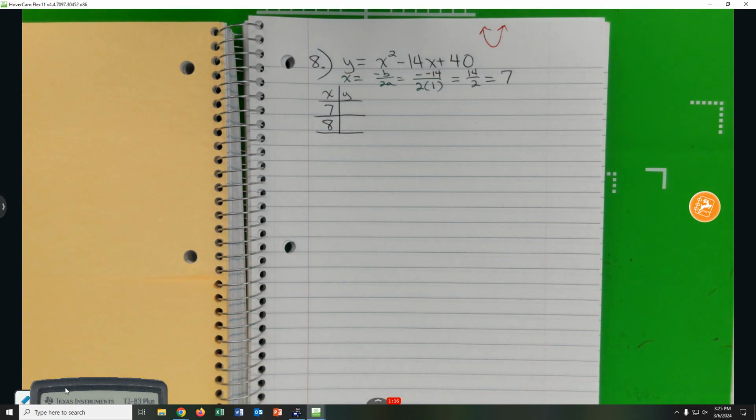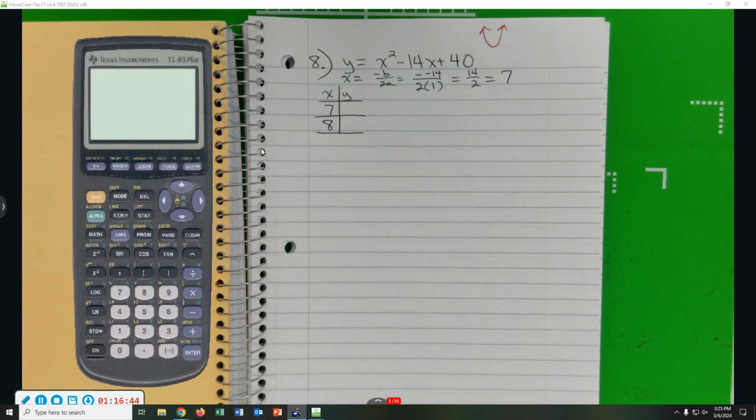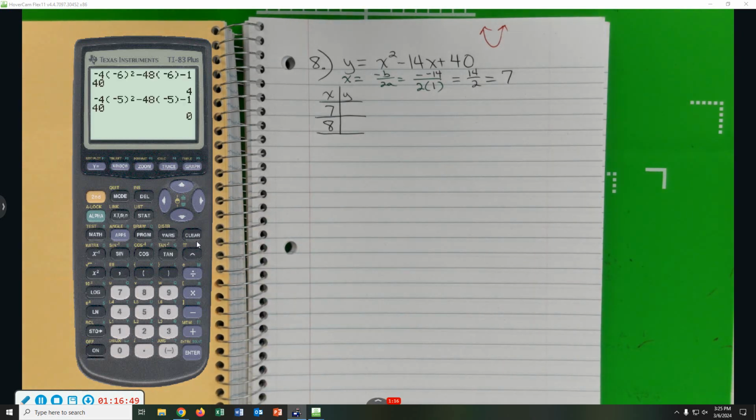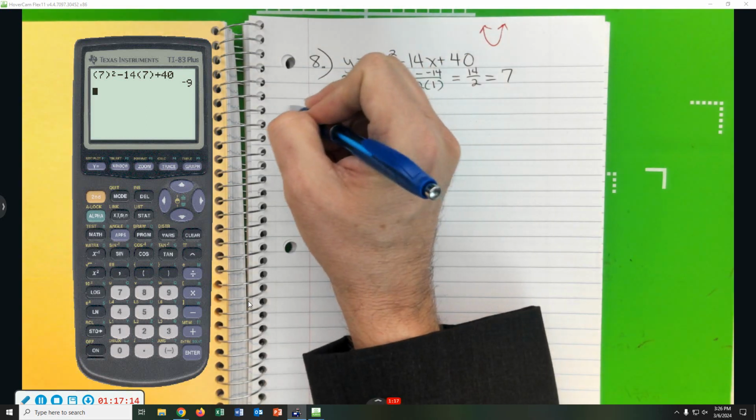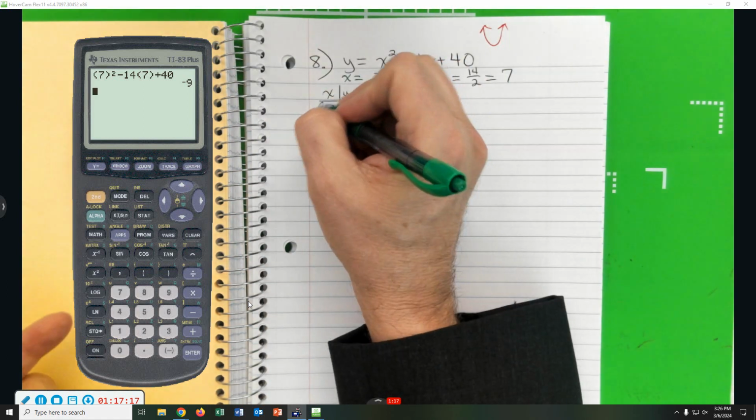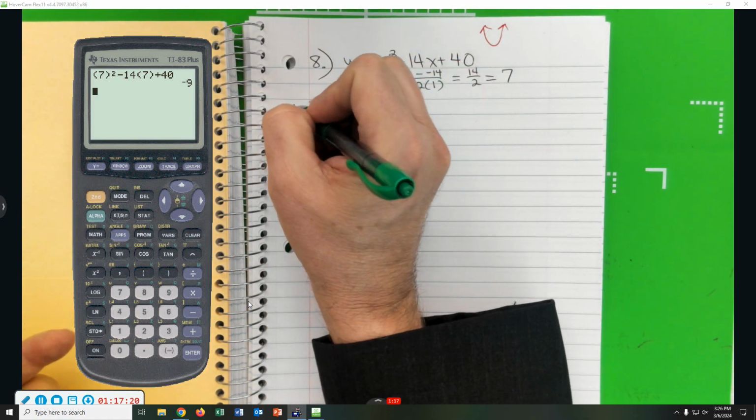Plugging in 7. I have to write small so the graph fits here. So we have 7 squared minus 14 times 7 plus 40. 49 minus 98 plus 40. Negative 9. So there's my vertex. Let's make a note of that. This ordered pair is my vertex. That'll be the first point I plot in a moment.